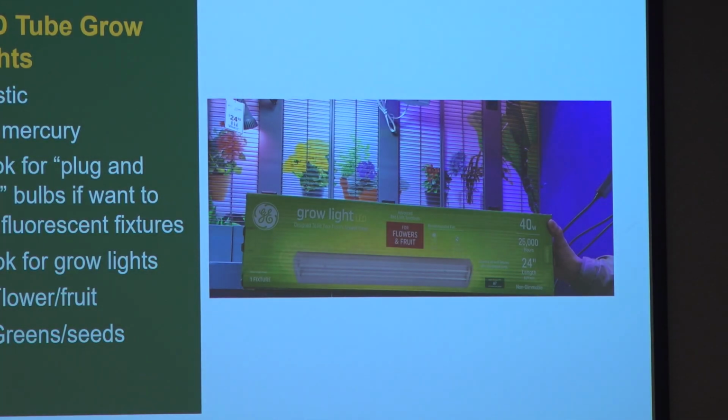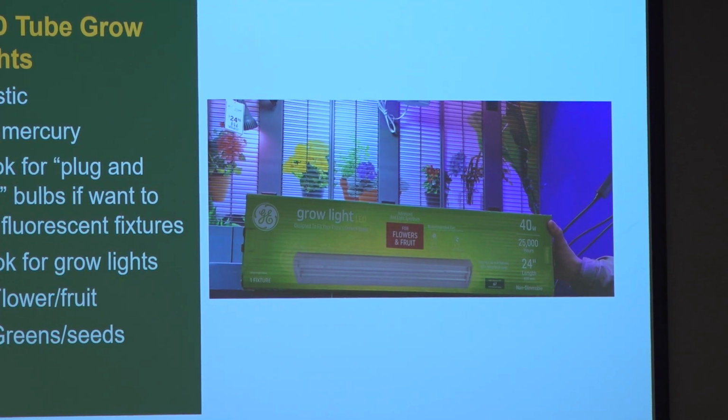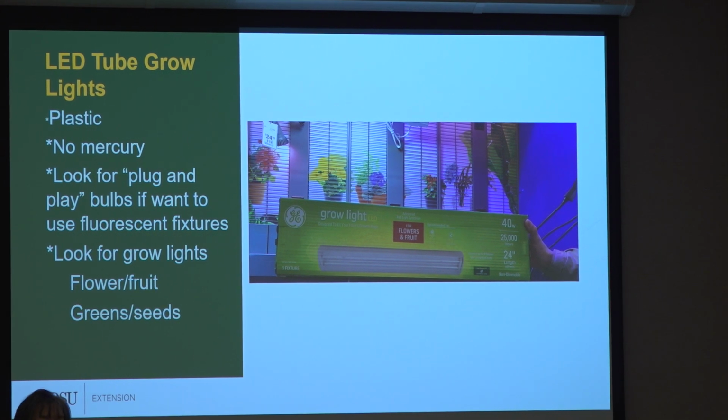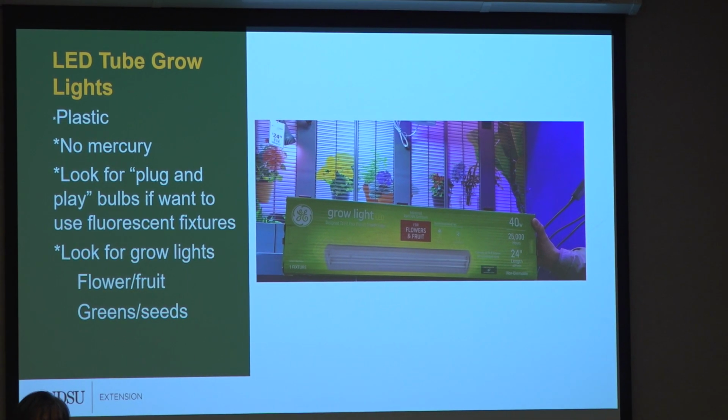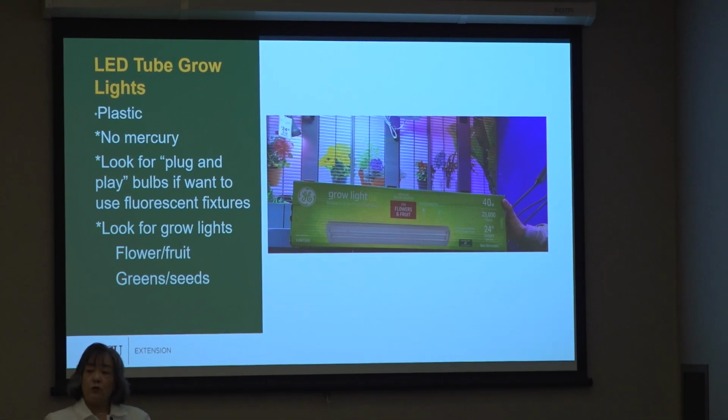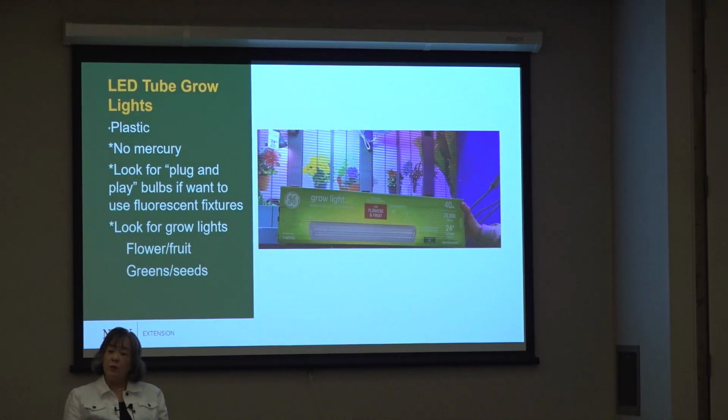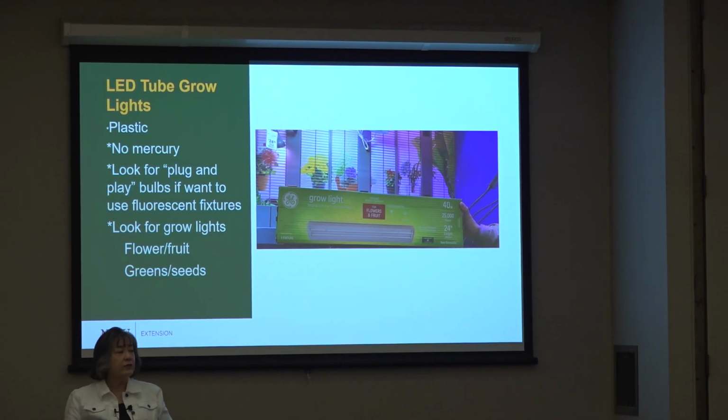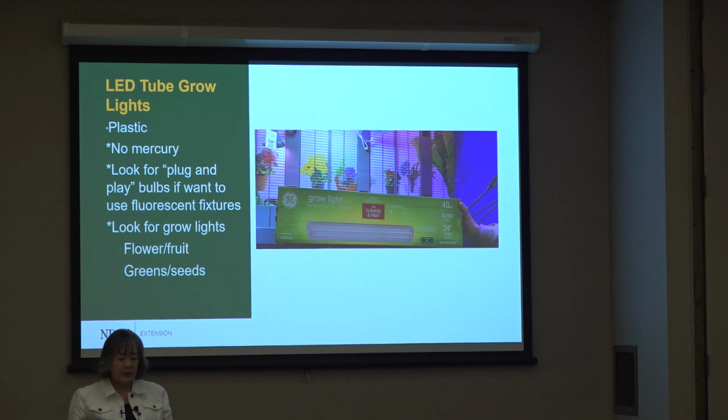We have LED tube grow lights that are on the market, and this is nice because our fluorescent tube lights are made out of glass. The LED tube lights are made out of plastic. That makes them a lot less fragile. There's also no mercury involved, which is nice because then we don't have to recycle our lights at the hazardous waste site.